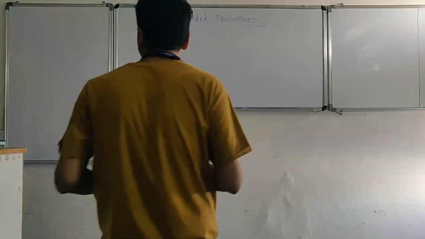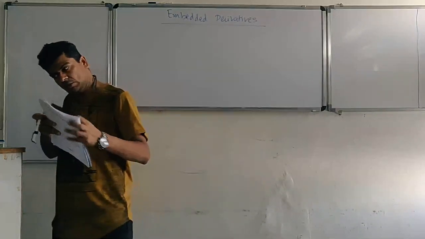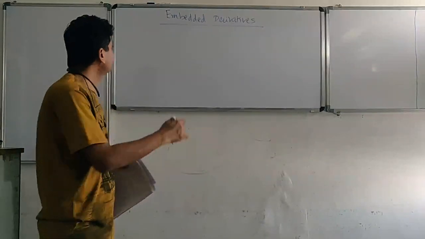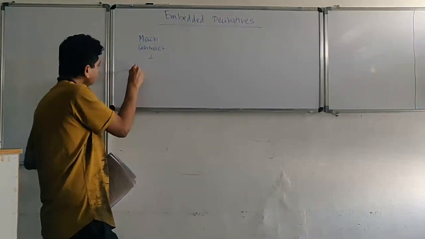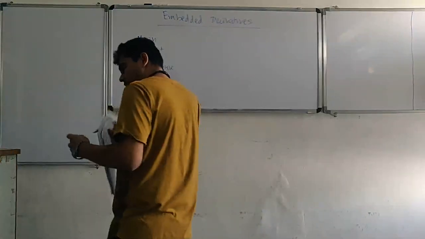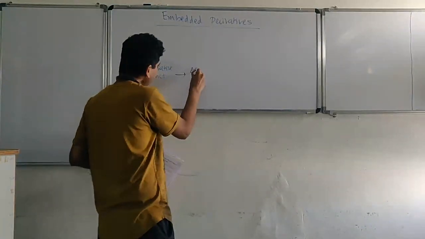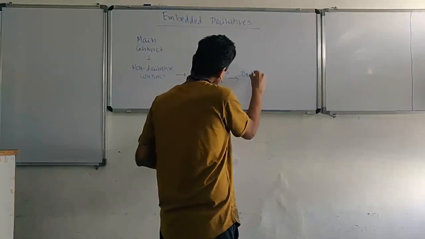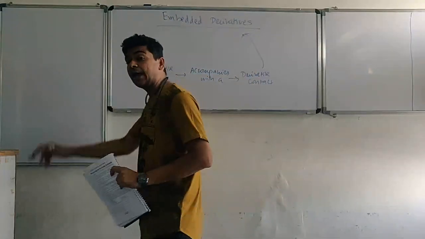Yes, many times a non-derivative contract may include a derivative contract. Such kind of a derivative contract, we refer to as an embedded derivative. What we are saying is that your main contract is a non-derivative contract, but this non-derivative contract accompanies a derivative contract. This type of a derivative contract, we refer to as an embedded derivative.